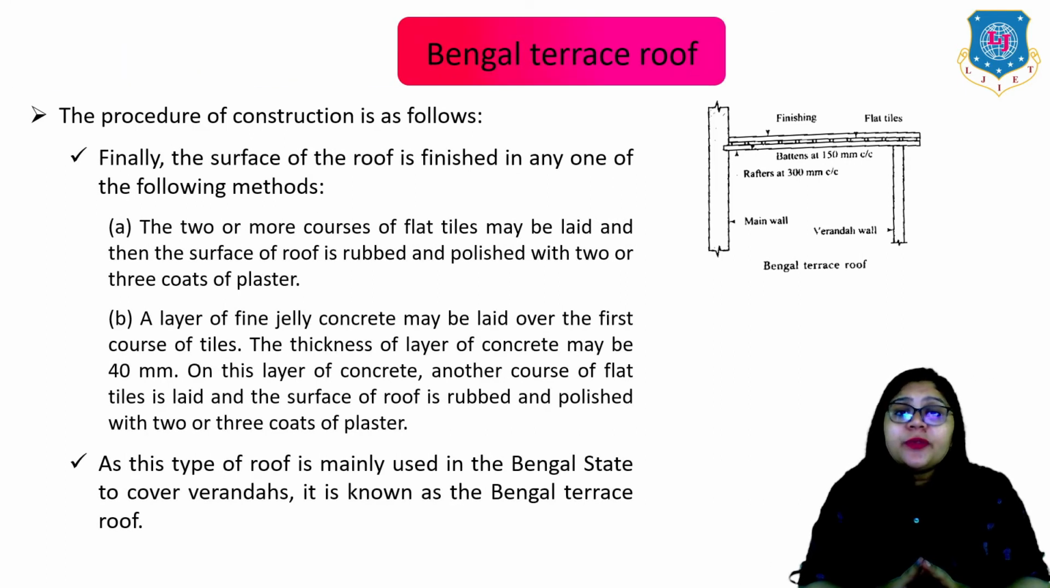Finally, the surface of the roof is finished in any one of the following methods. The first method says that two or more courses of flat tiles may be laid and then the surface of the roof is rubbed and polished with 2 or 3 coats of plaster. The second method says a layer of fine jelly concrete, about 40 mm thick, may be laid over the first course of tiles. On this layer of concrete, another course of flat tiles is laid and the surface of the roof is rubbed and polished with 2 or 3 coats of plaster. As this type of roof is mainly used in the Bengal state to cover verandas, it is known as the Bengal terrace roof as shown in the figure.